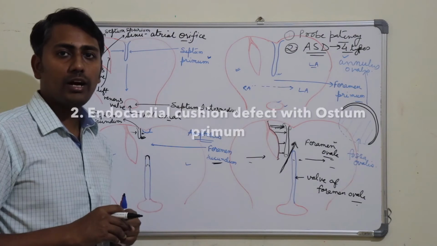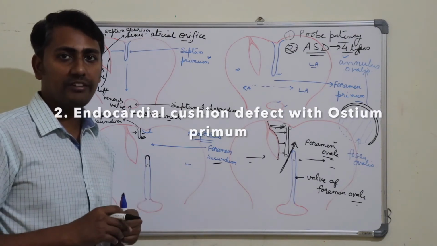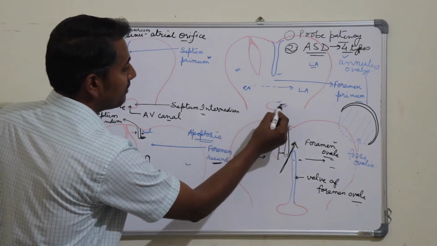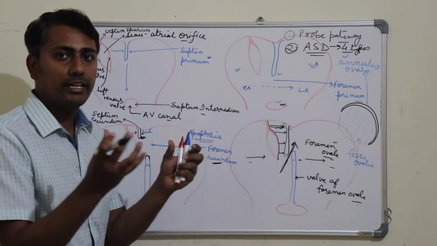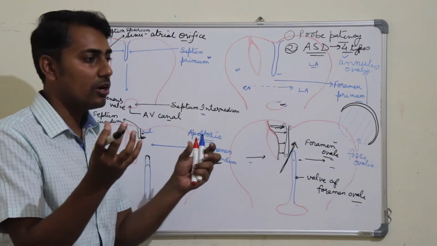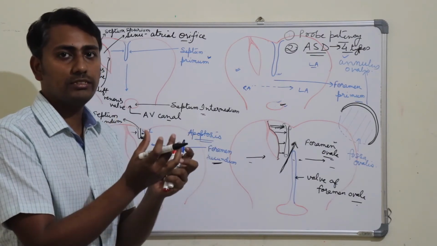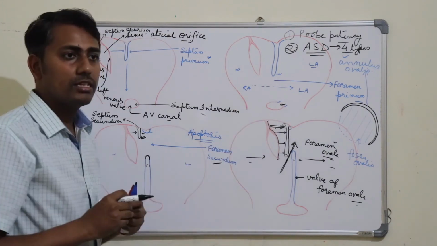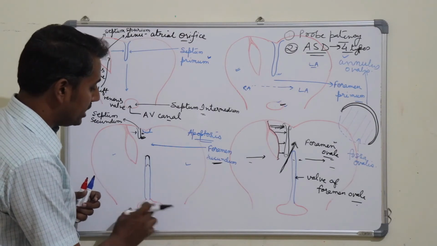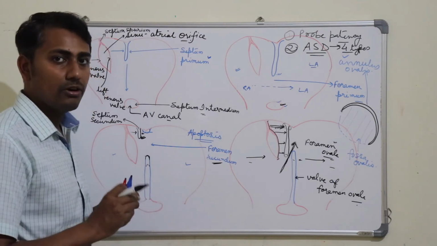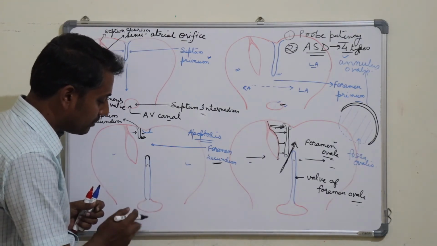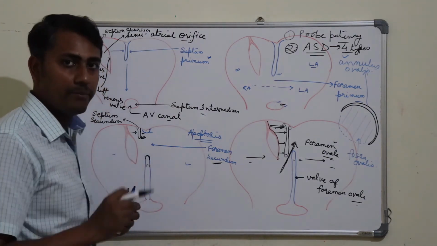Second type is the endocardial cushion or atrioventricular cushion defect. In this, the septum intermedium, that is formed by the fusion of the anterior and the posterior endocardial or atrioventricular cushion, has not formed due to the non-fusion of these endocardial cushions. And this endocardial cushion is important not only for the division of the AV canal into right orifice and the left orifice, but also in the development of a small part of the interventricular septum, that is the membranous part.